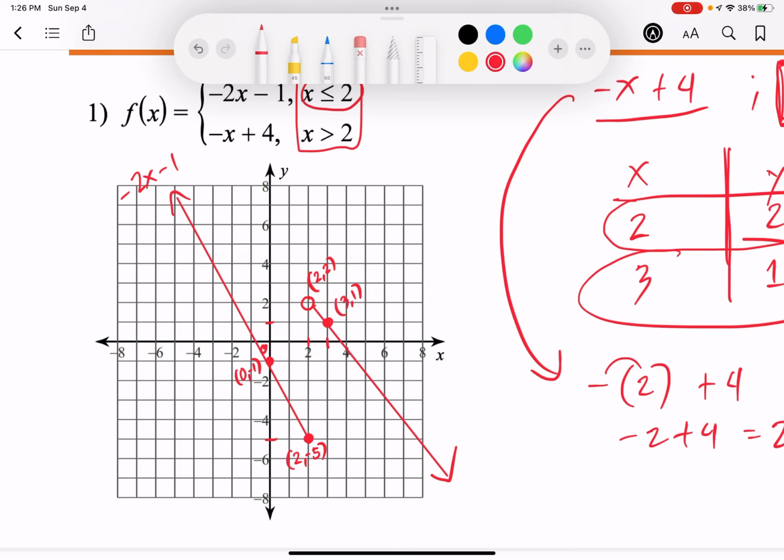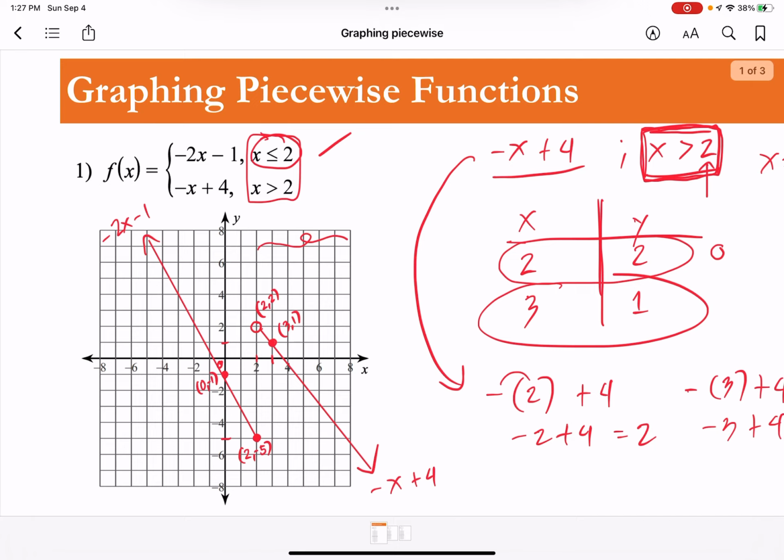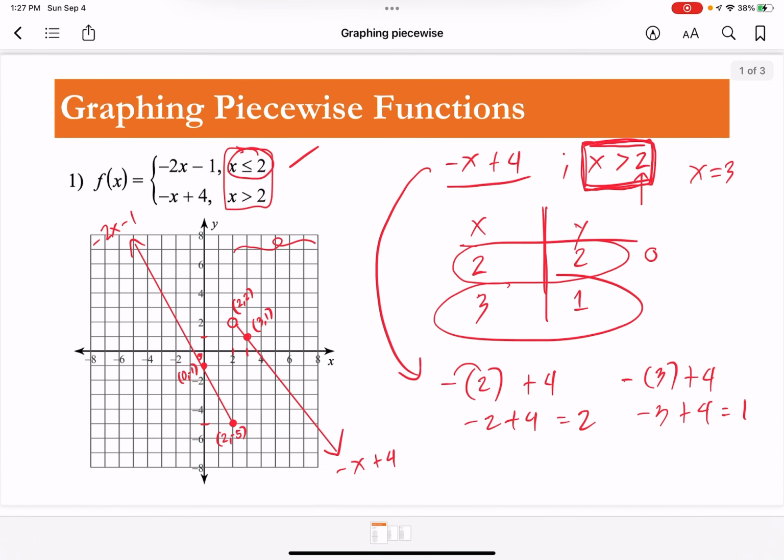So this one is the graph of negative x plus 4. Di ba nag-graph ko siya sa domain na greater than 2? Ayan siya. And then nag-graph ko naman yung isa gamit yung domain na x is less than or equal to 2. Dito naman siya. Di ba? Okay, so yan yung ating first example. Okay, kailangan pa natin ng isa pang example para mas lalong solid yung ating understanding on how to graph this.